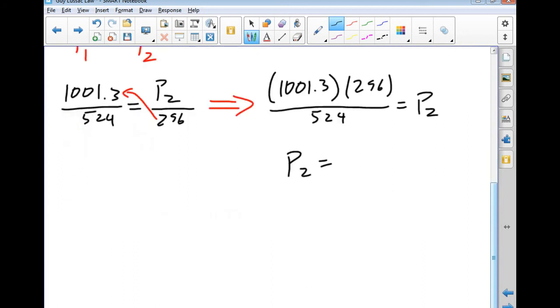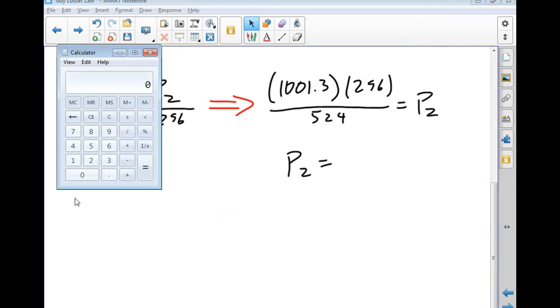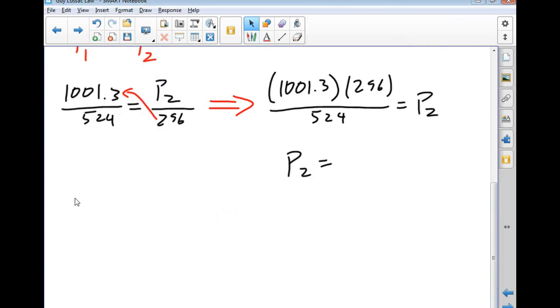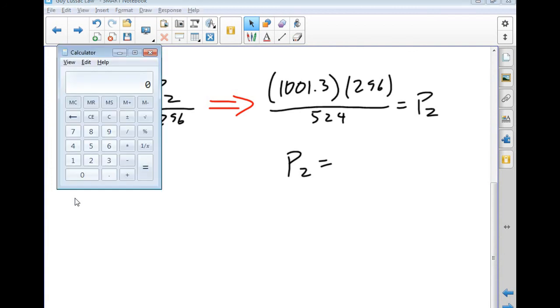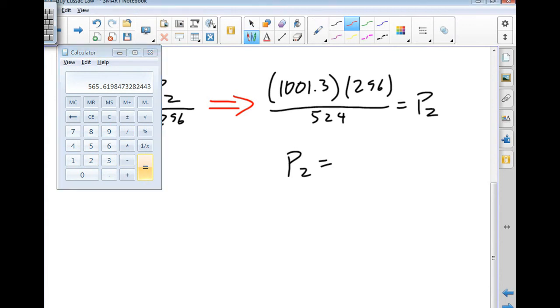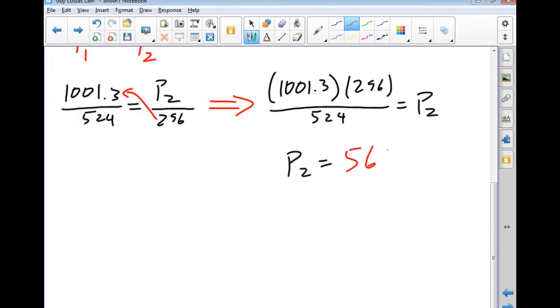So now we'll work this out on our calculator. So 1001.3 times 296 divided by 524. So that gives us a pressure of about 566 kPa.